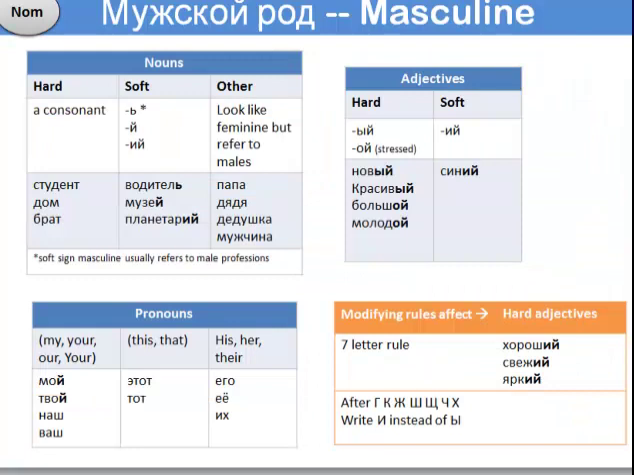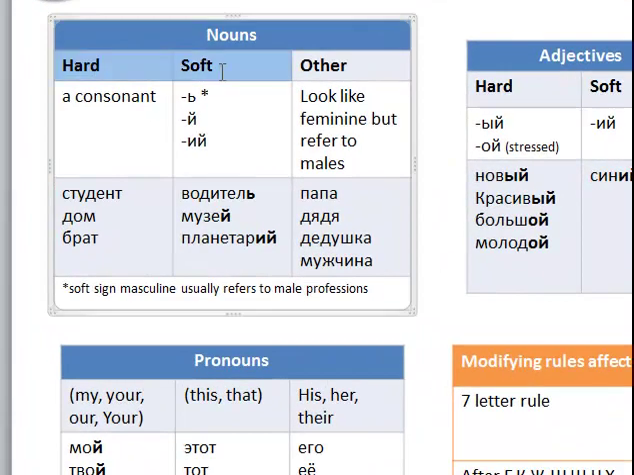Now let's review the endings for masculine. Masculine nouns can be hard or soft. The noun has a hard ending if it ends in a consonant. For example, студент, дом, брат. There are also 3 soft endings. The soft sign, for example, водитель, и краткое or y sound, for example, музей, and и, for example, планетарий. Another important group of masculine nouns to remember is a group that looks like feminine but refers to males. For example, папа, дядя, дедушка, мужчина.